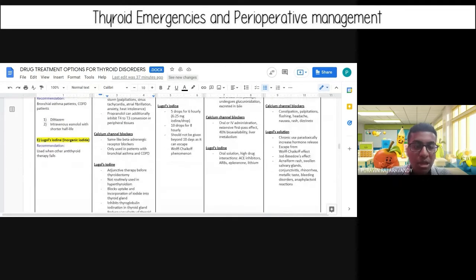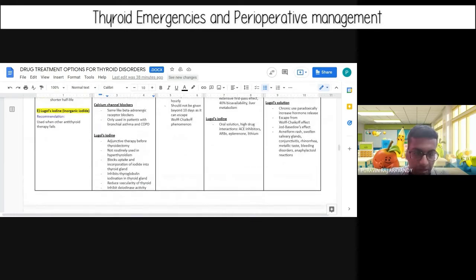Next, I would like to go for the last class of drug that can be administered to a patient with thyroid storm, which is Lugol's iodine. Lugol's iodine is a kind of inorganic iodine. For iodide drugs, there are two different kinds, which are organic iodine and inorganic iodine, and this is an inorganic iodide. Normally this is recommended in patients when other types of anti-thyroid therapy fail. For example, if all the anti-thyroid therapies that I've already listed fail, that's when Lugol's iodine is normally administered. So it's not the first line of treatment. It's usually recommended as the last part.